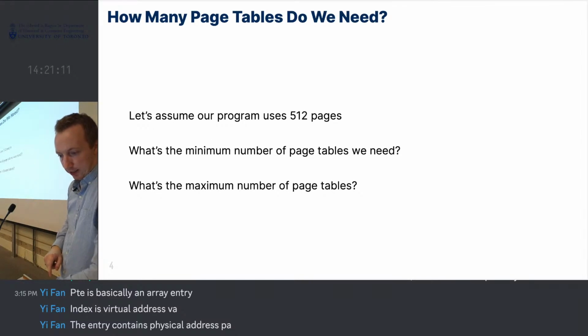So here's a question for making sure we understand the different levels of page tables. Say our program, when it was running, actually uses 512 pages worth of memory. In that case, what's the minimum number of page tables I need, and what is the maximum number of page tables I need? I'll give you a second to think about that, and then you can let me know.